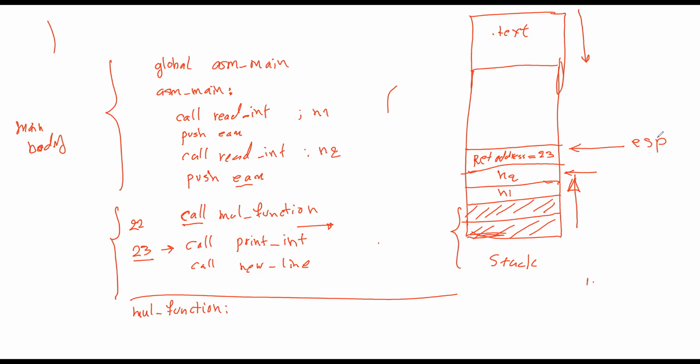So now we are within the function and we want to multiply these N1 and N2. So what is one of the ways that we can access N1 and N2?